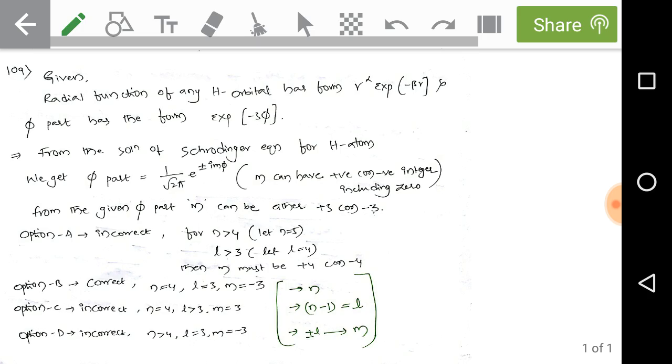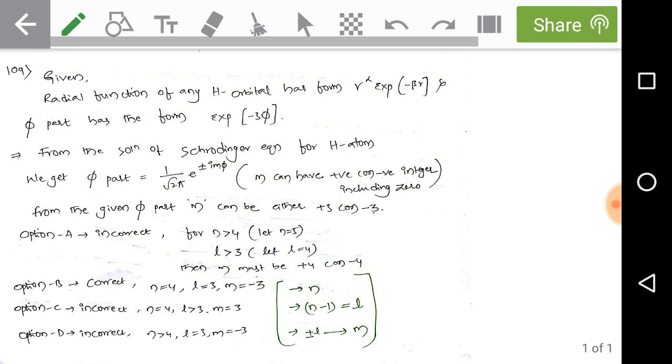That's why whenever n value equals 5, the l value must be 4. But here in the given phi part it is 3. That's why the first option is a wrong representation. Now look at option B. Here n value equals 4 and l value equals 3 and m value equals minus 3. So here n value is 4 and l value is n minus 1, that's why 3, and m value may be minus 3 or plus 3, that's why it is the possible one. So option B is the correct answer.